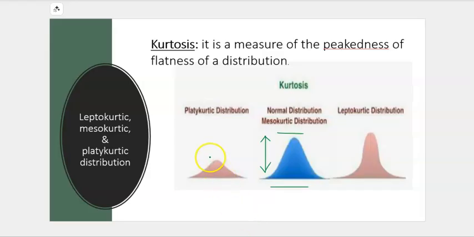You can see that when they are very low and flat, you say platykurtic. And when they are very high and very close to your mean score, that is leptokurtic. So either way, they are not a normal distribution. They should not be too high. They should not be too low.